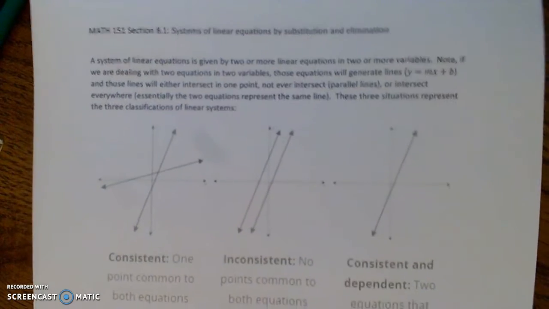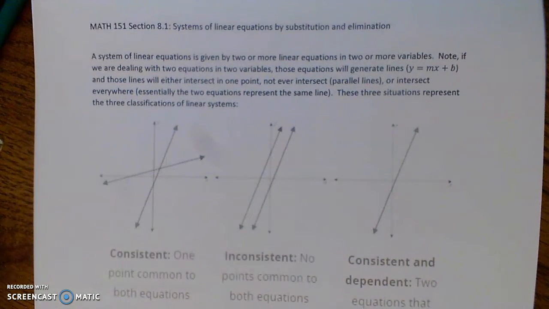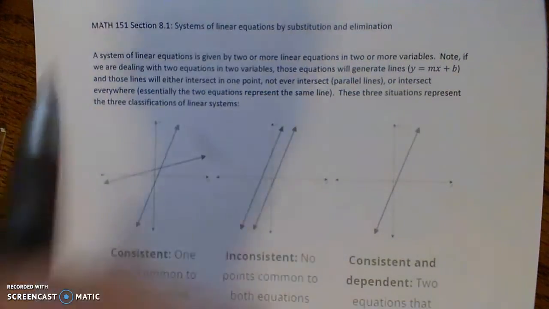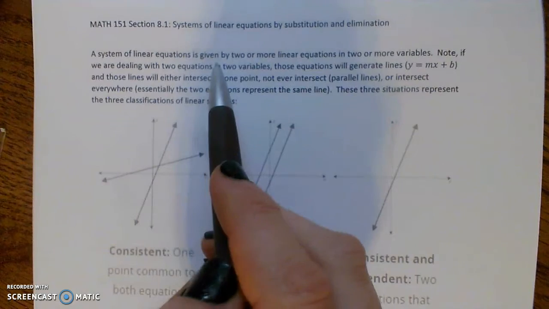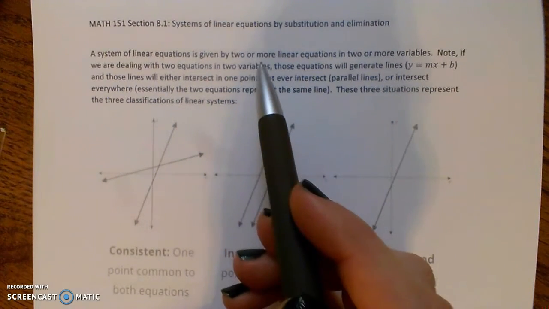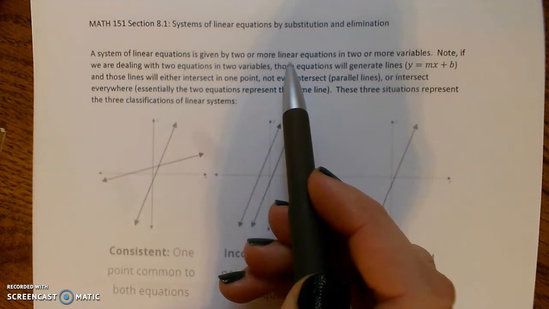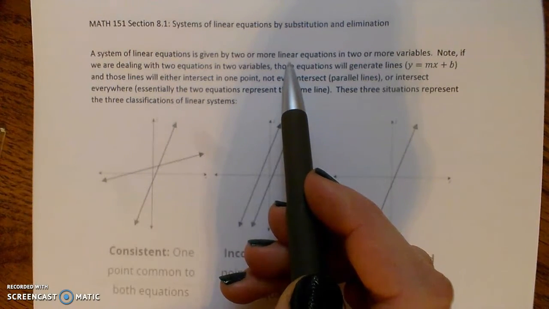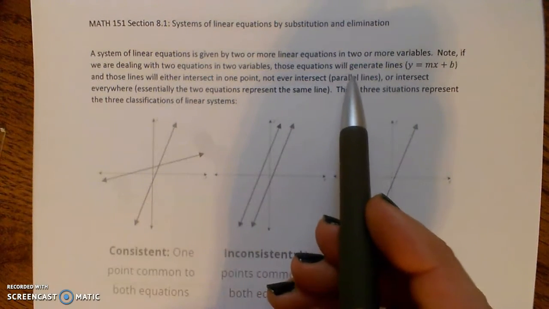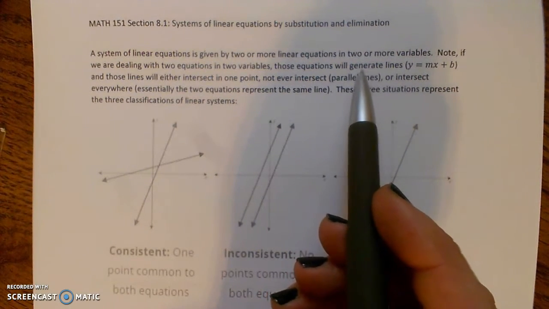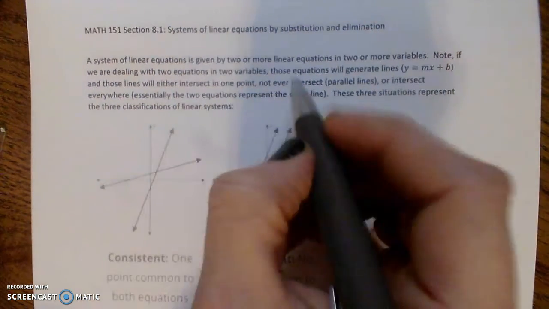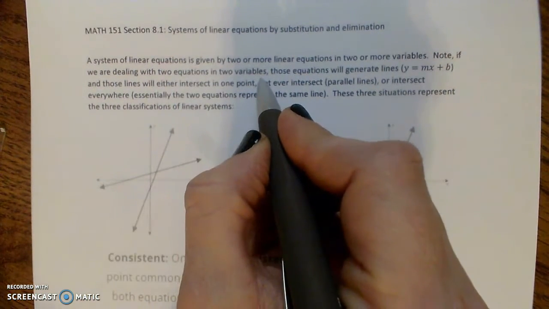We'll now be learning about systems of linear equations, and we'll learn a few different ways to solve these systems. First, we're going to go over a few concepts. So a system of linear equations is given by two or more equations that are linear, so no quadratics, no square roots, no logs or exponentials, and they're going to have two or more variables. So in the simplest case, we're dealing with maybe two equations and two variables.